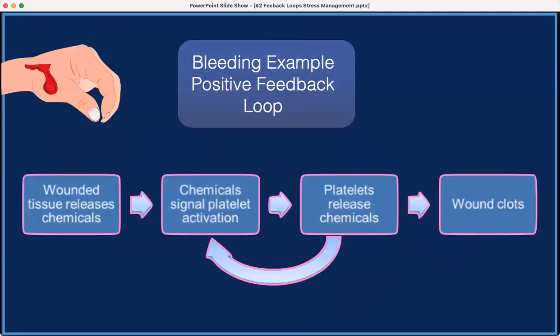So bleeding, besides labor and delivery, is an example of a positive feedback loop. You break the skin, your wound, the breakage of the vessels releases tissue chemicals, platelets get activated, and this cycle keeps going until the wound clots and the bleeding stops. So that's a positive feedback loop. It keeps going until the job is finished.